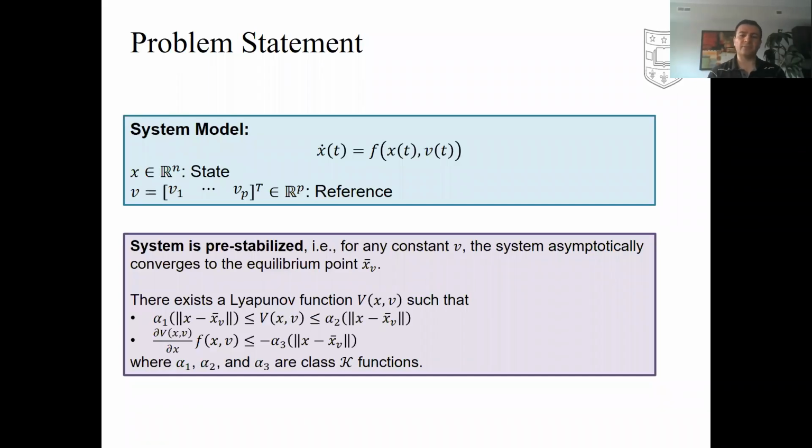Since the system is asymptotically stable, there exists a Lyapunov function, V, which is a function of x and the auxiliary reference, such that the Lyapunov function is lower and upper bounded by two proper class K functions, and the negative of the time derivative of this Lyapunov function is upper bounded by a proper class K function.